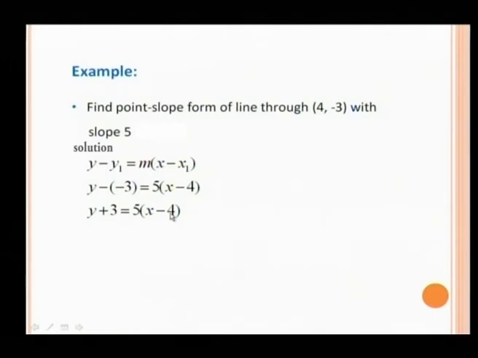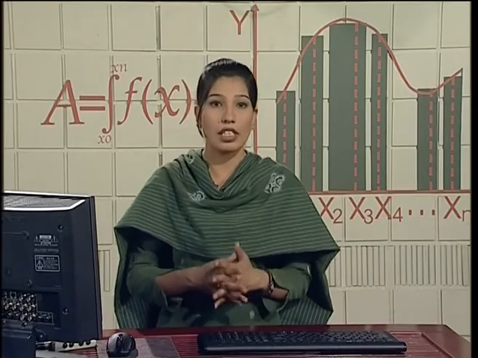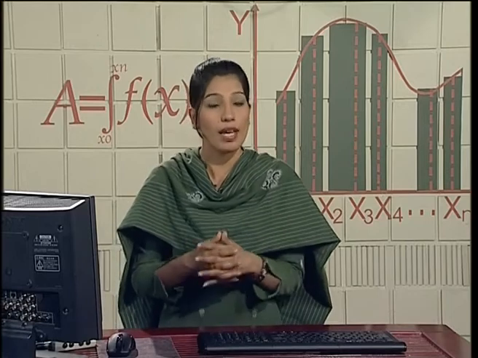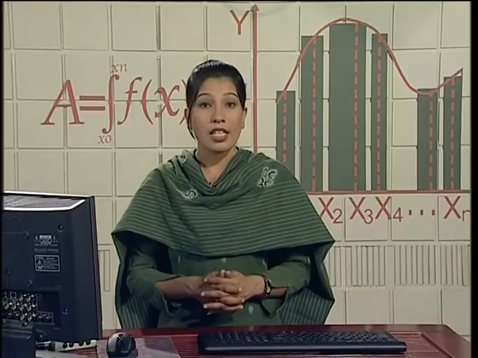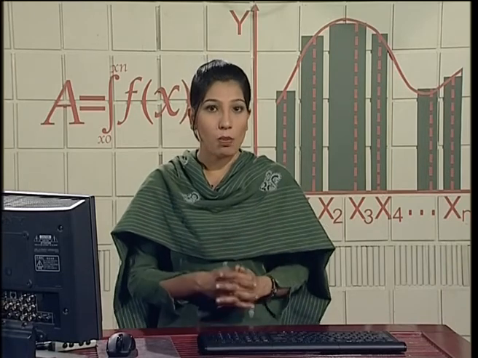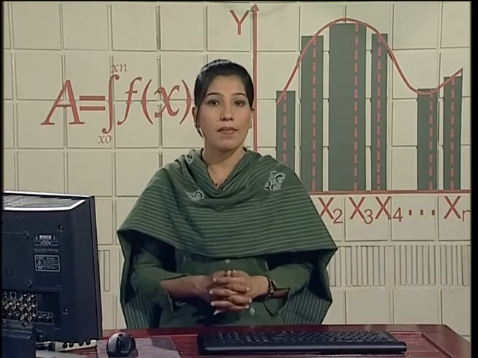The second method of determining a line is to determine a line by slope and y-intercept. You can see the formula for the line determined by slope and y-intercept on the screen.